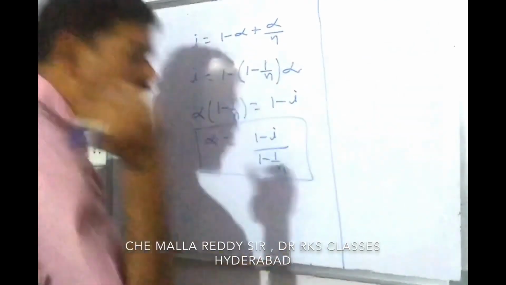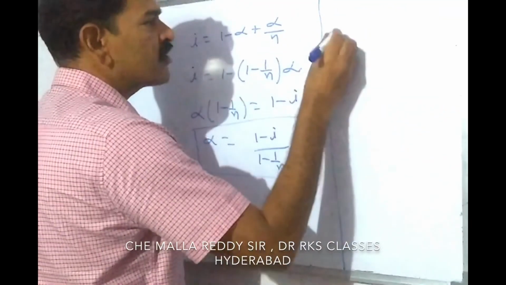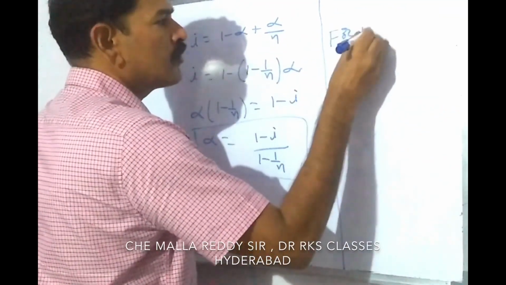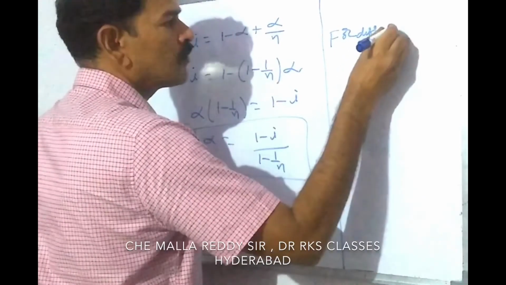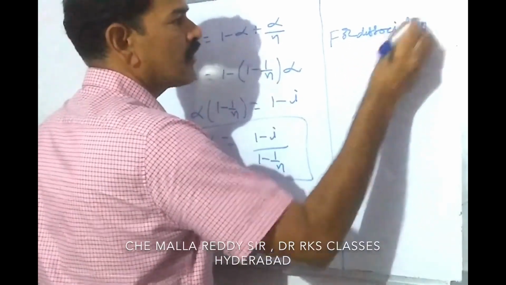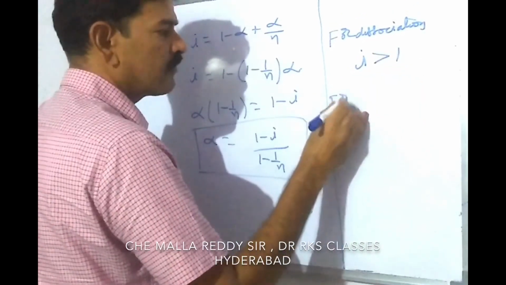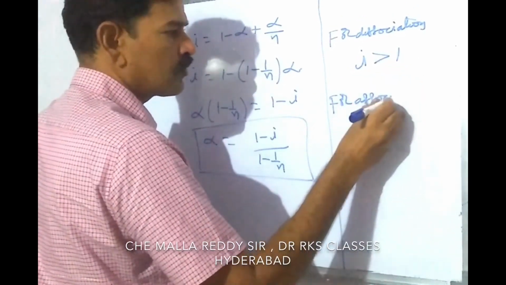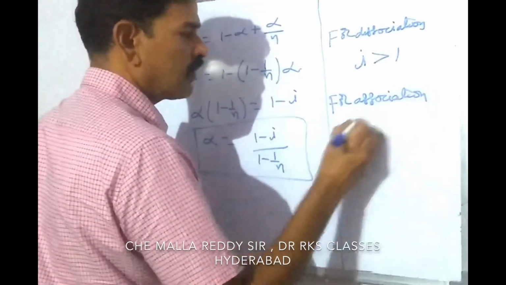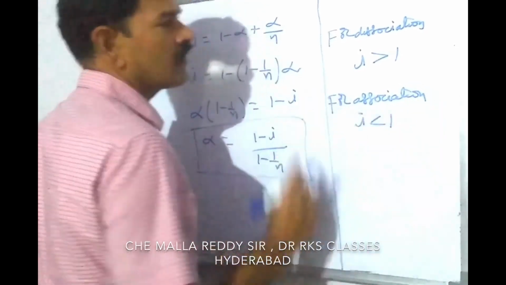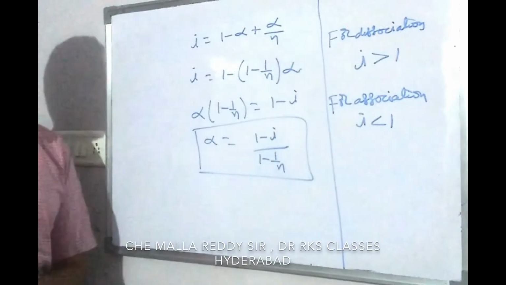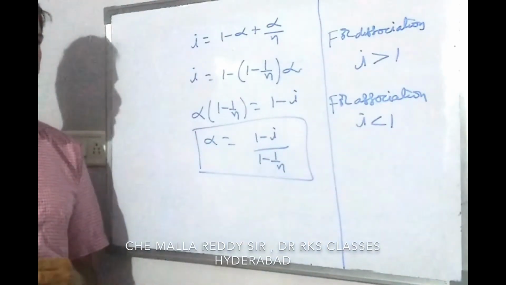Finally, for dissociated solute, for dissociation, i is always greater than 1. For association, i is less than 1. So this is a most important concept for all competitive examinations.